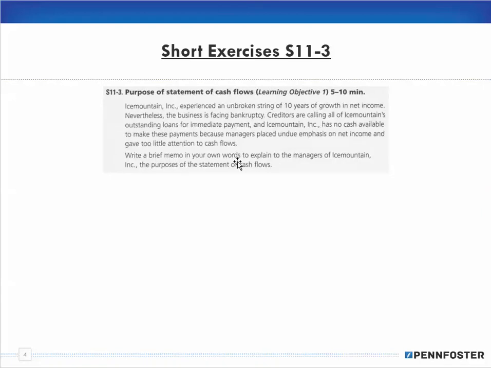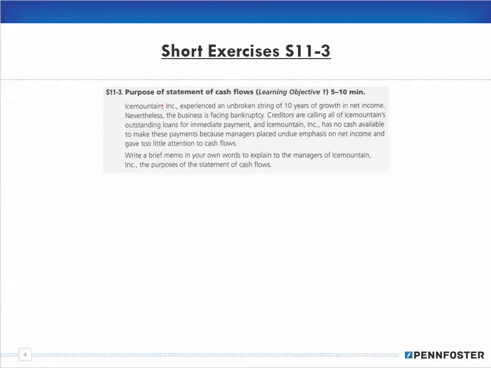The purpose of the statement of cash flows. Ice Mountain Inc. experienced an unbroken string of 10 years of growth in net income. Nevertheless, the business is facing bankruptcy. Creditors are calling all of Ice Mountain's outstanding loans for immediate payment, and Ice Mountain Inc. has no cash available to make these payments because managers placed an undue emphasis on net income and gave too little attention to cash flows.